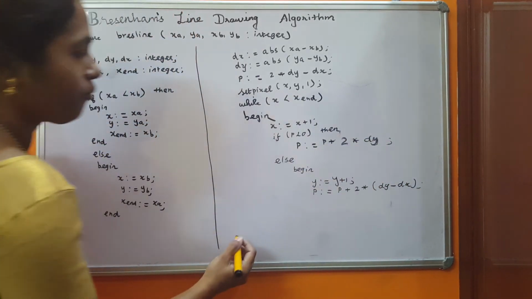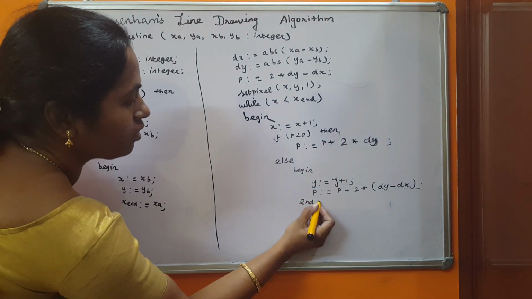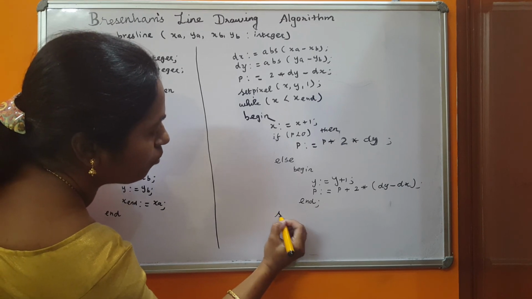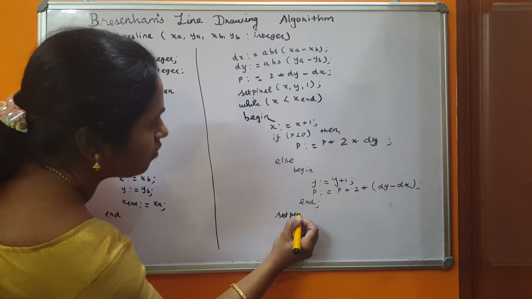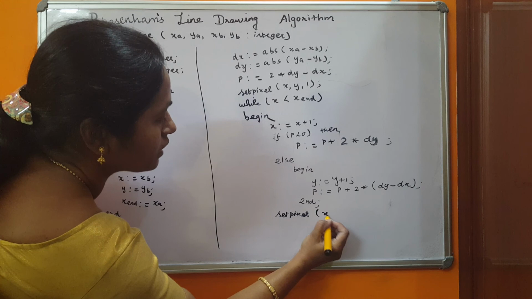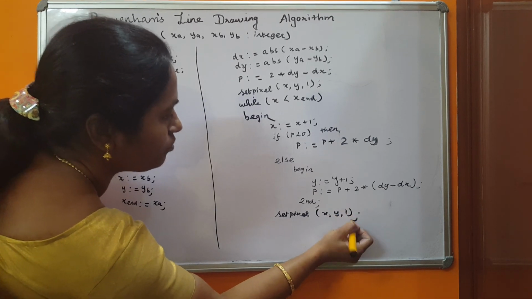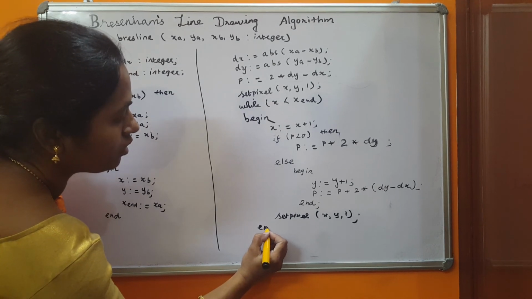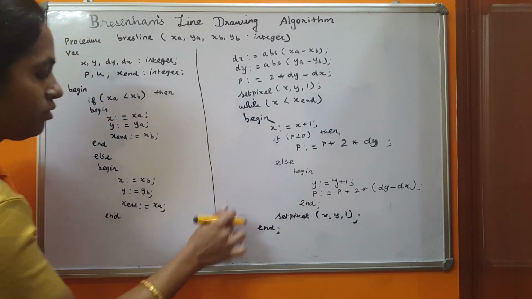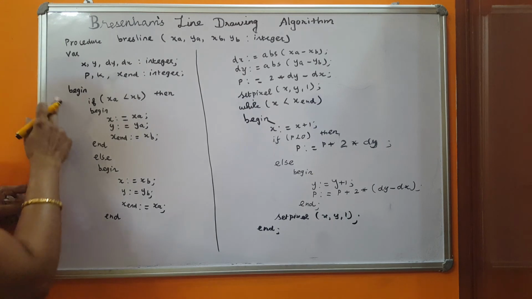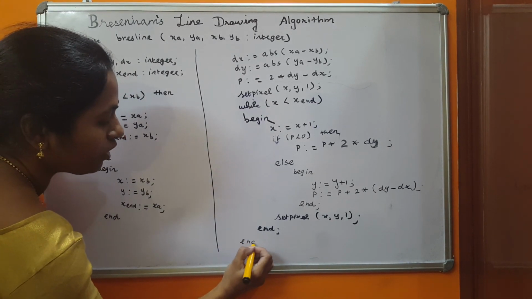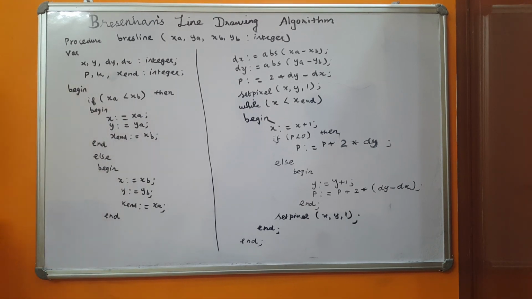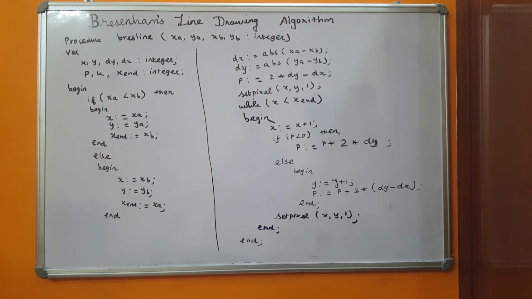This is the end. If we calculate the next point, then immediately plot that point. Set pixel of x comma y comma 1. This procedure is repeated. And this is the end for main procedure. This is the procedure for Bresenham's line drawing algorithm.